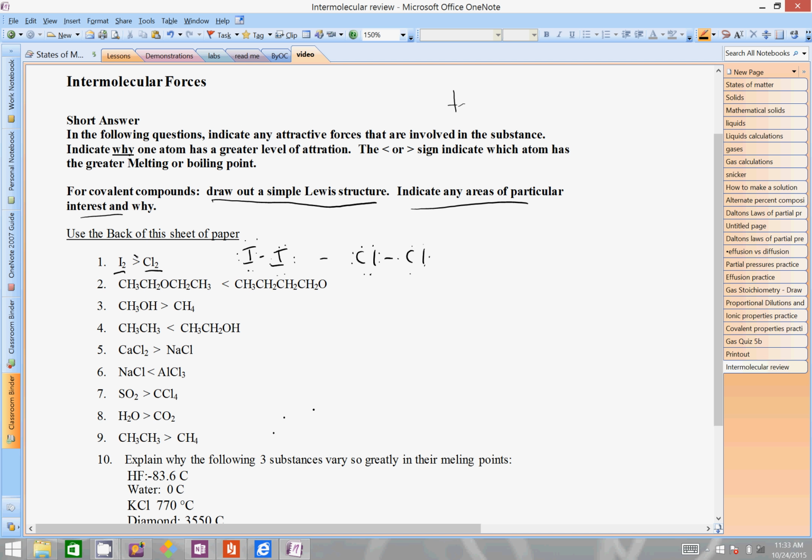Saying this guy is bigger than this one. Why is this one bigger? Only force we have here is London dispersion forces. No highly electronegative atom to draw electrons over. This guy is bigger because of more electrons, therefore it is more polarizable. Okay, that's the term they like.